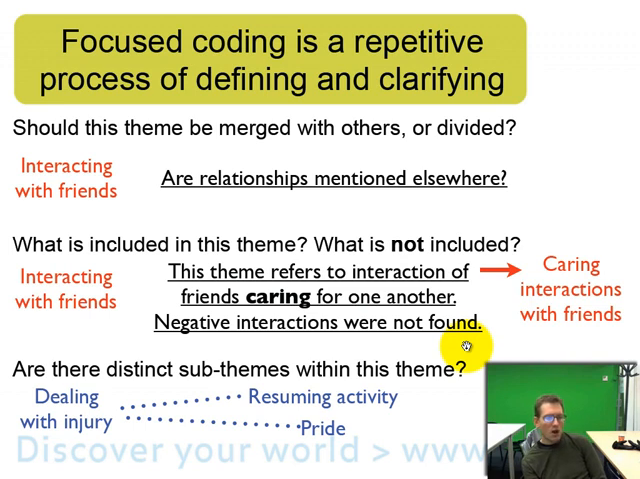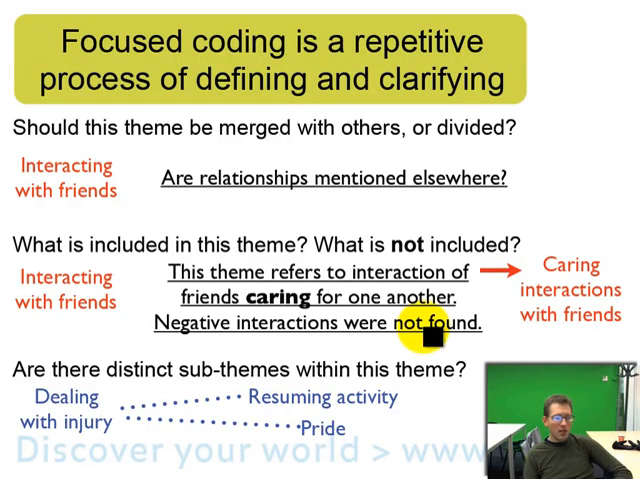Second, ask yourself for a clear definition of what is and is not included in each theme. For example, so many things could be included in interacting with friends that maybe this theme is a bit vague, actually. One of my students pointed out that all the examples of interactions with friends in the text weren't just interactions with friends. They all involved friends caring for one another. So caring is in the theme. On the other hand, there were no negative interactions with friends. So negative interactions are out. And thus, we can refine this theme to caring interactions with friends. So interacting with friends becomes caring interactions with friends, and that's a better theme. It's more precise.